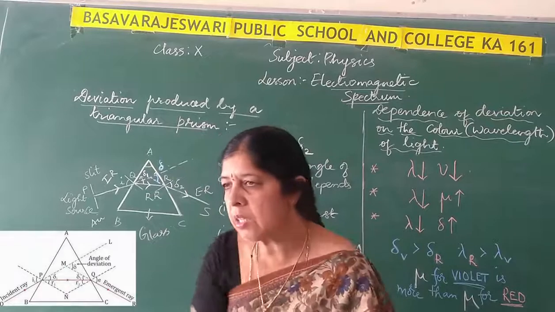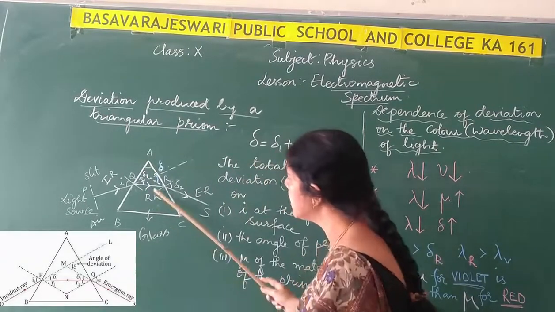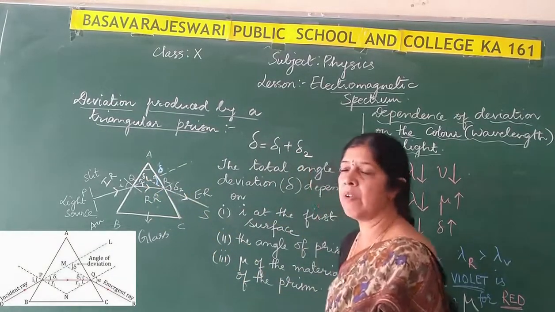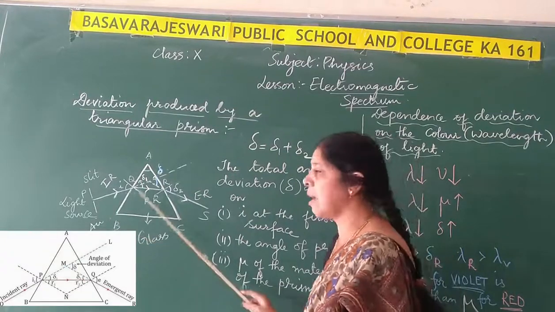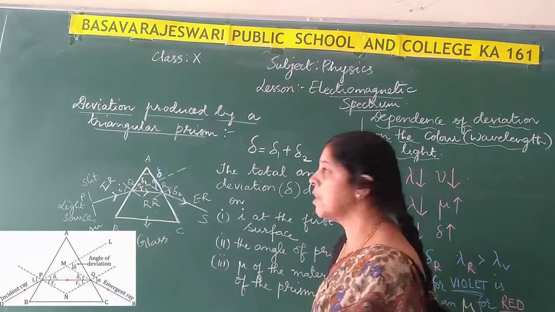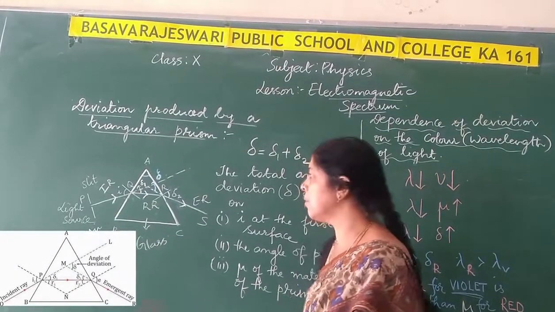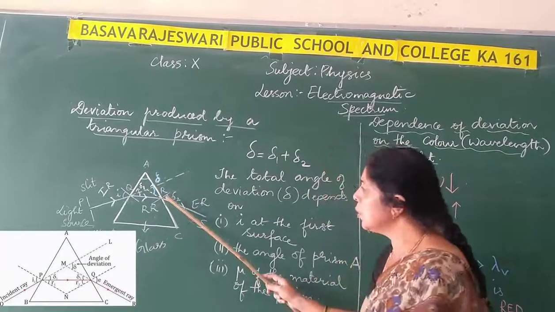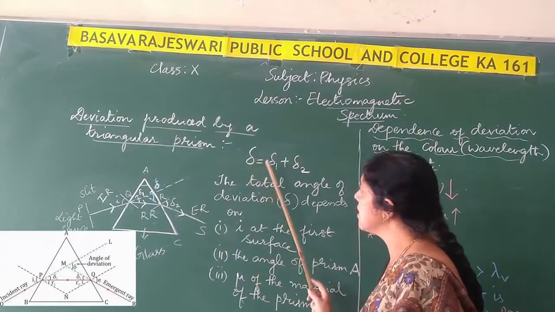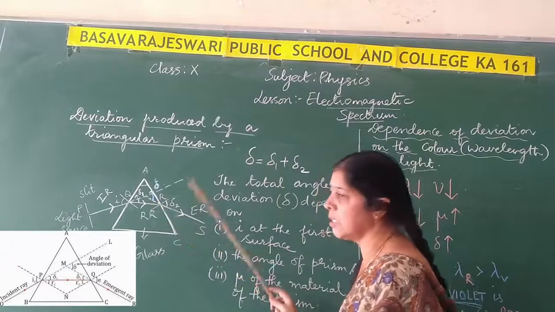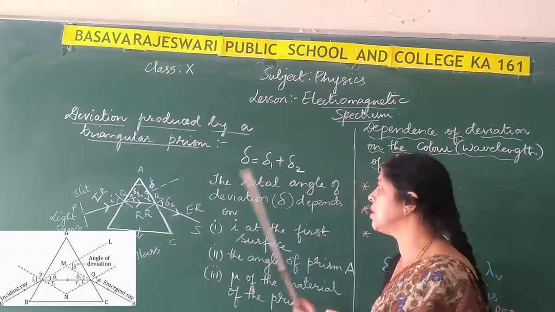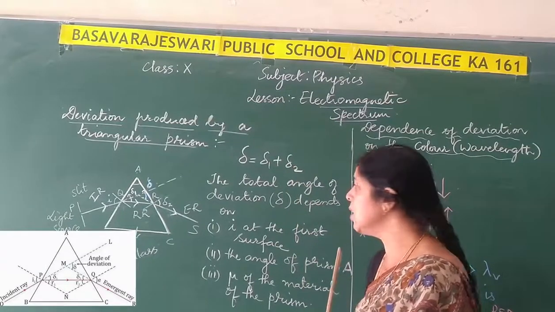So 2 times the deviation is taking place, and these 2 angles I have noted them as delta 1 and delta 2. So remember that whenever light enters from air to glass and again comes back to air, then how many times will the light ray undergo deviation? 2 times the light ray will undergo the deviation. Now, the total angle of deviation is represented by the letter delta. This letter delta is equal to delta 1 plus delta 2. Because 2 times the deviation is taking place, the total angle of deviation will be equal to delta 1 plus delta 2.